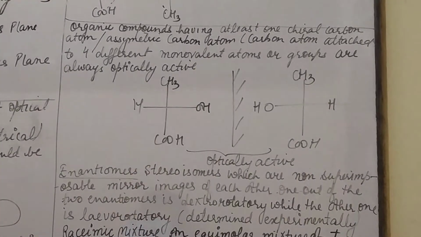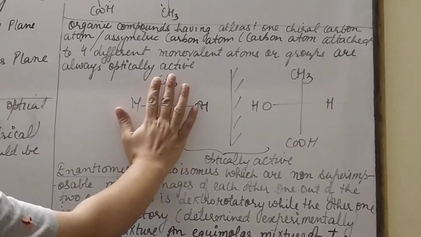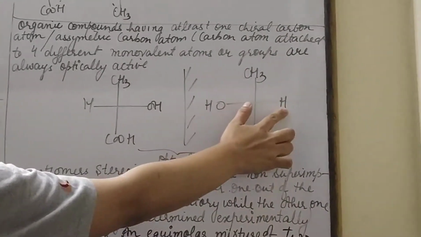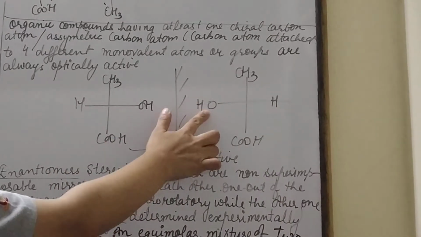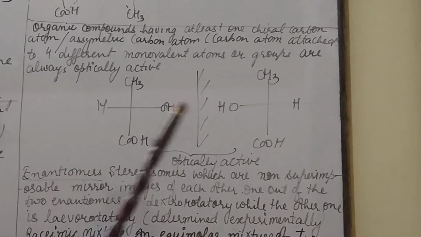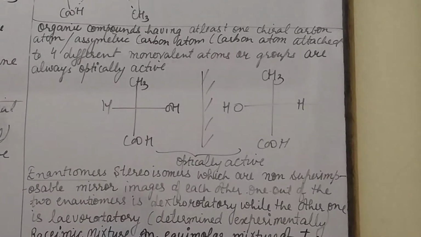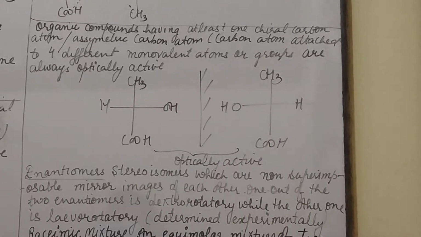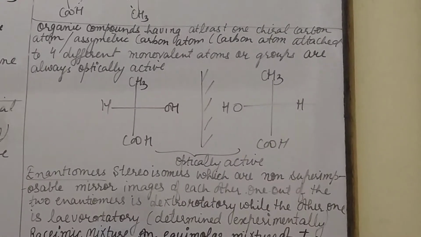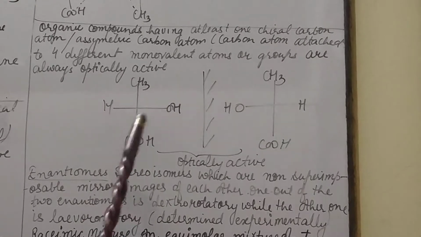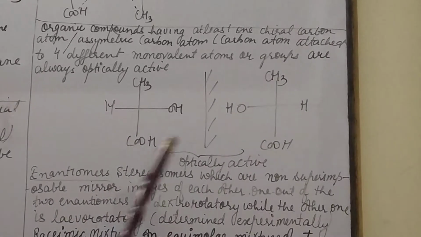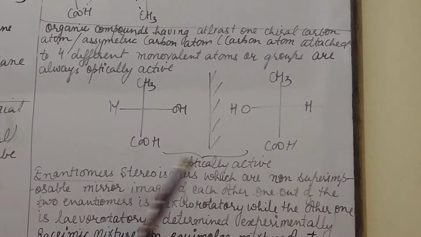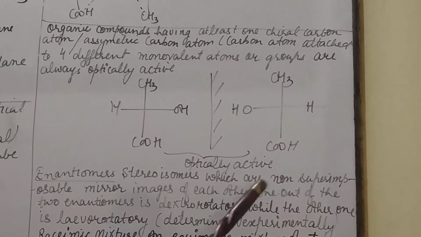So if I take this molecule and I just take it like this and keep it on this, OH will come on this H and this H will come on this OH. So this will make it non-superimposable. So the mirror images which are non-superimposable form enantiomers, the 2 compounds. So these are the stereoisomers which are non-superimposable mirror images of each other.